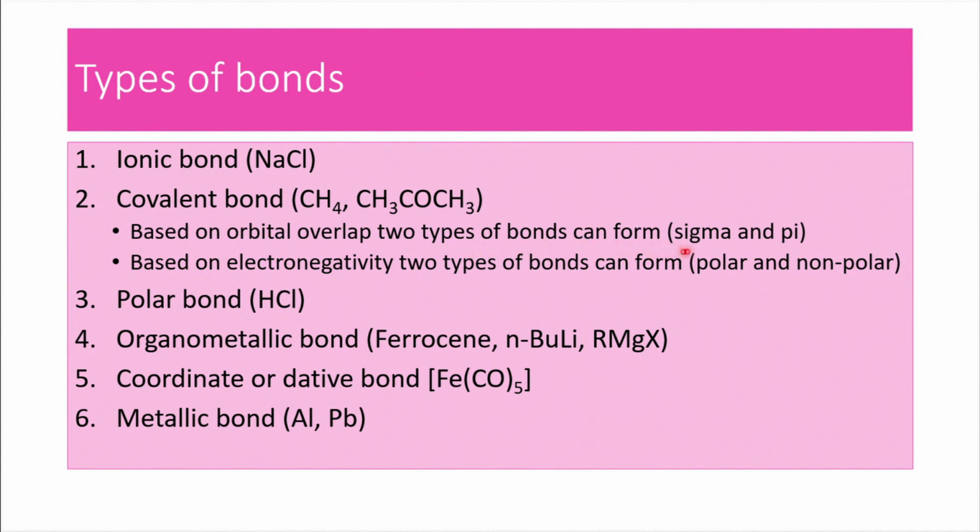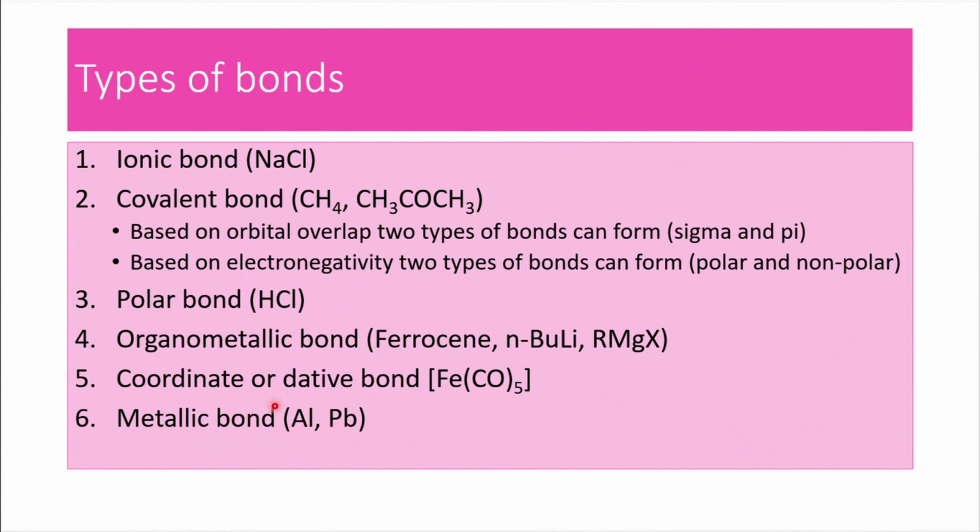Two types of bonds can form, that is sigma bonds and pi bonds. Based on electronegativity also, we can say there are two types of bonds, that is polar and non-polar bonds. We have a polar bond present in HCl. An organometallic bond is present in ferrocene, butyl lithium and Grignard reagents. A coordinate or dative bond is present in coordination complexes, and we have a metallic bond, which is present in metals.